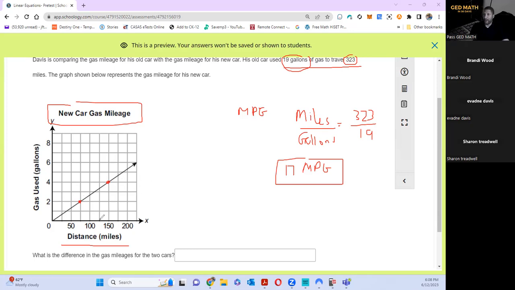So let's compare it to make sure. So 2 gallons for 75 miles. Well, Mr. Tinsley, where did you get 75 from? If you notice, every second tick mark is 50. So the one in between must be 25. So this point is 75 miles. We want the miles first, so 75 divided by, remember, that's my x, 2. That's my y. So 75 divided by 2 is 37.5 miles per gallon.